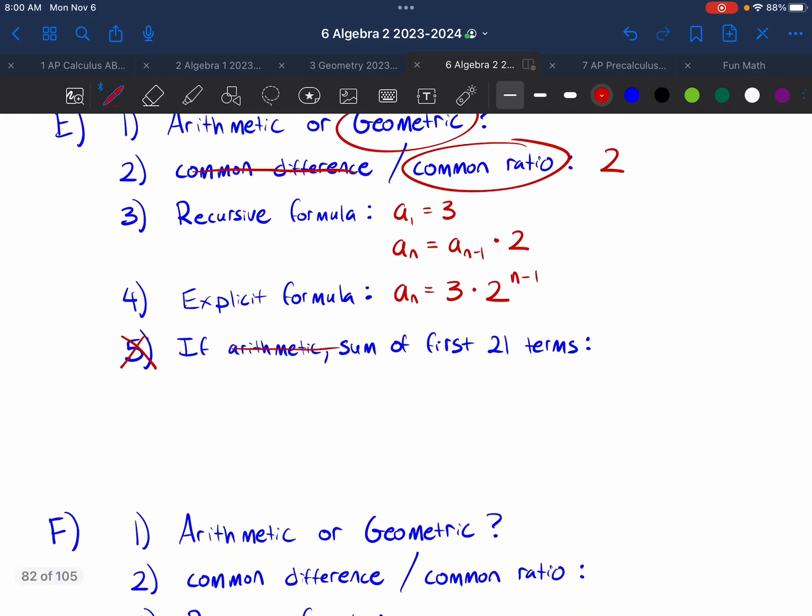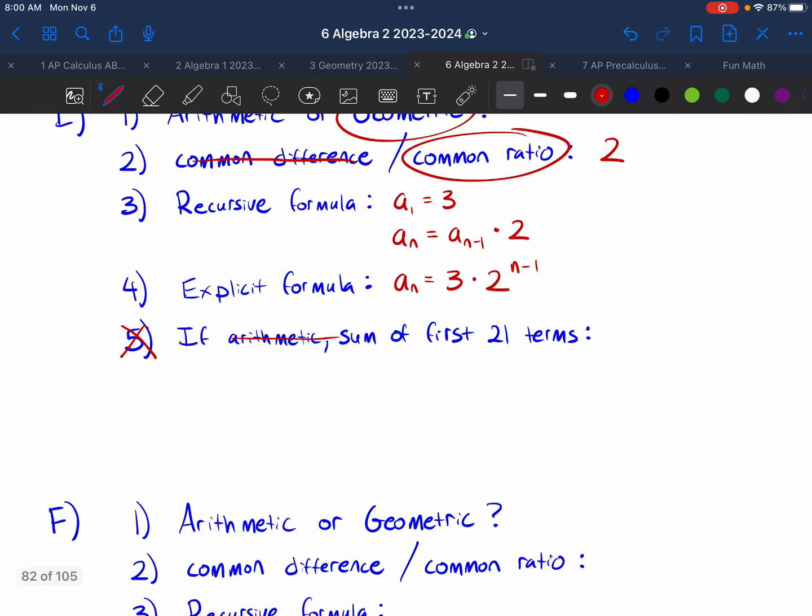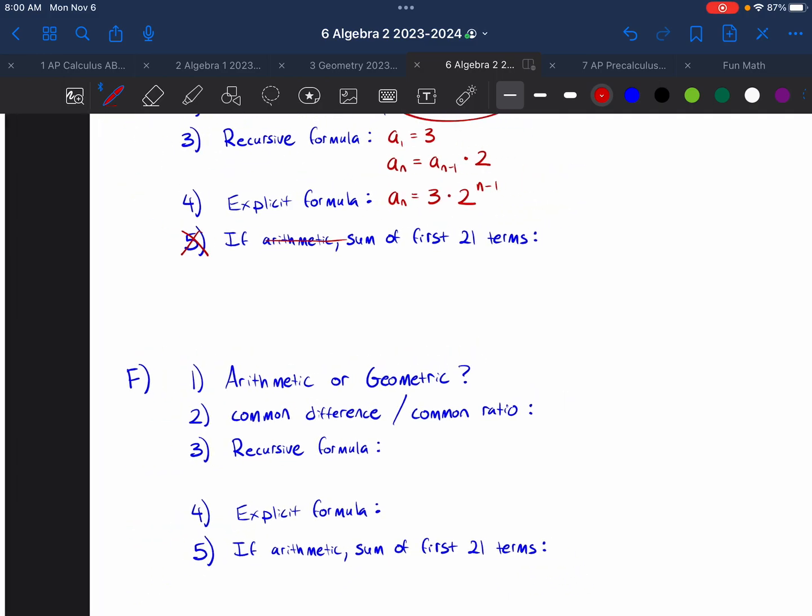Again, I will warn us that there is a way in this unit that we will add up geometric sums, but we don't know that yet. Excellent. All right, we're on to scenario F.